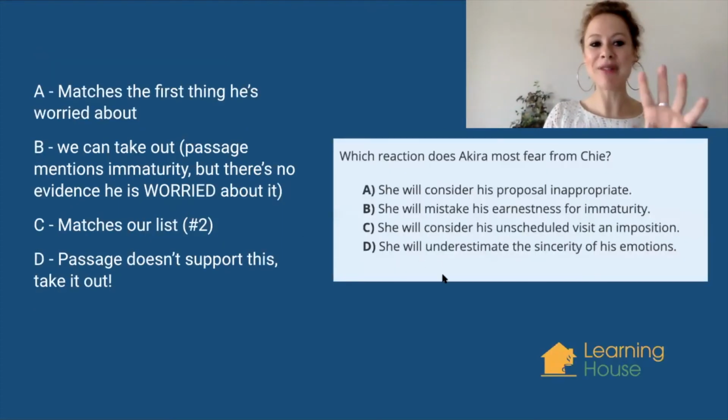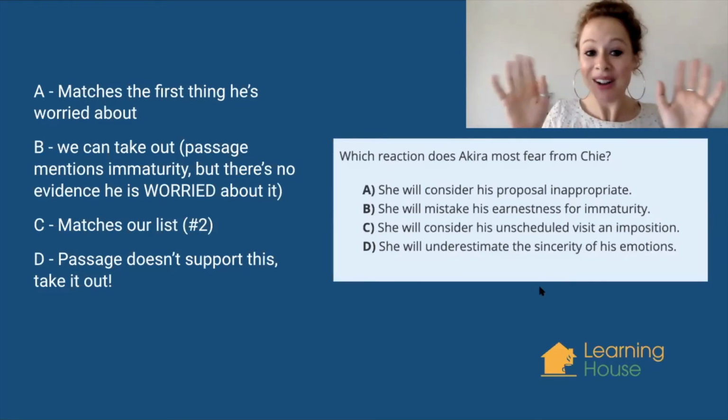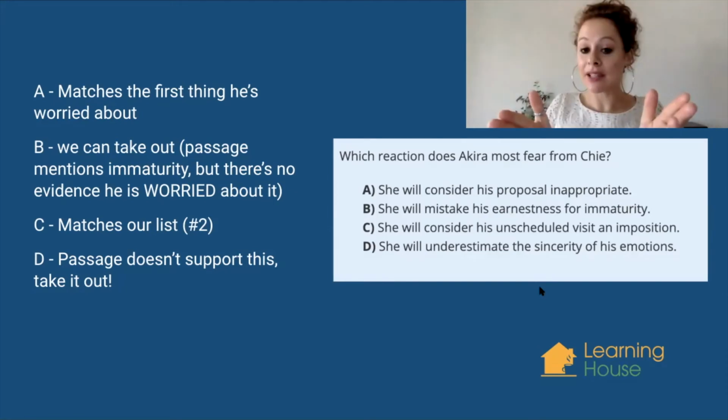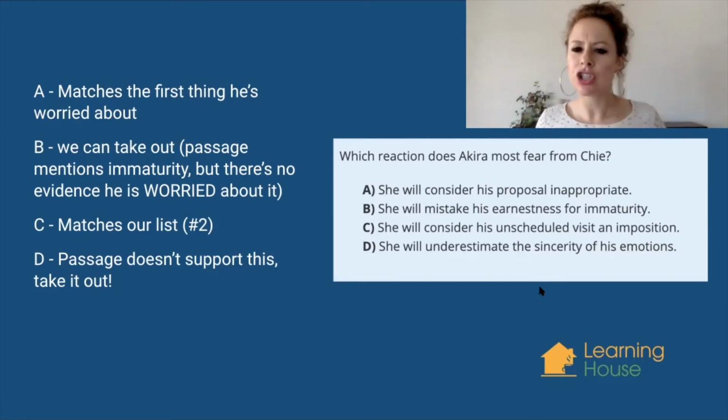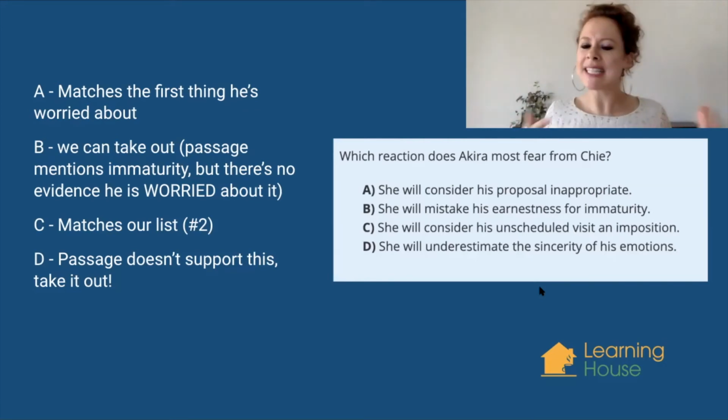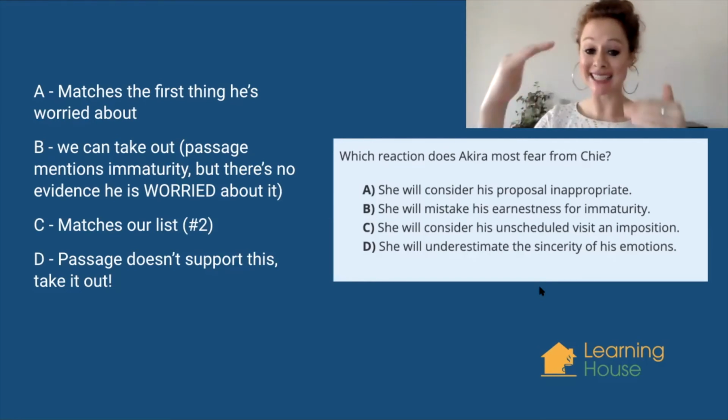So here we have some choices, and now we're going to think about, all right, what could he be scared of? The answer choice, she will consider his proposal inappropriate. Okay, that is something that he's worried about. Yes, we know this. She will mistake his earnestness for immaturity. We don't really see proof that he's worried about his immaturity. We see more that he's worried about the status symbol.